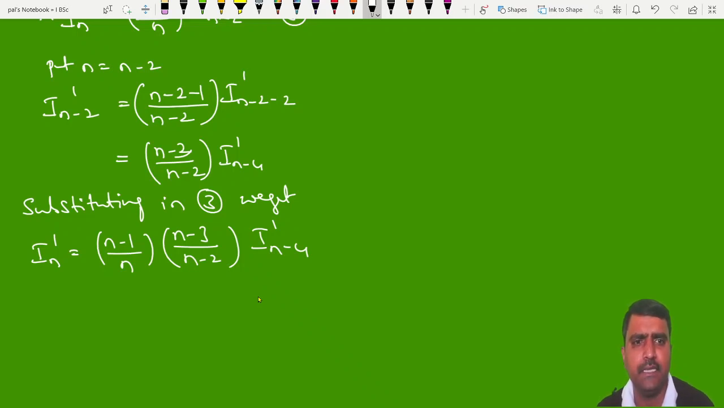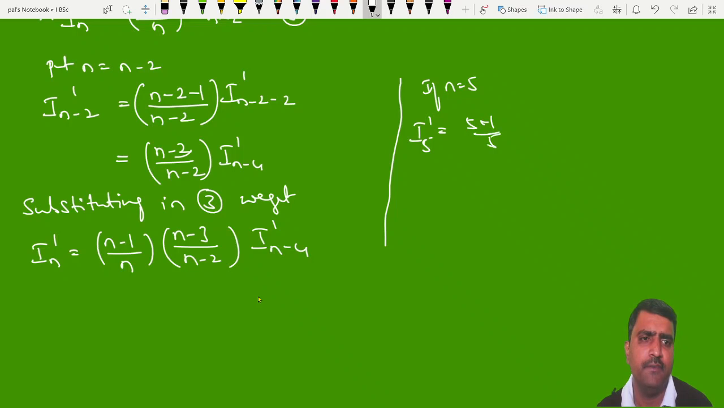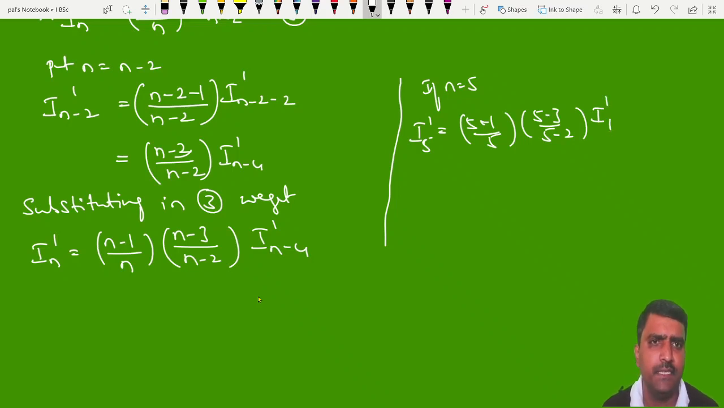Just imagine that n is equal to 5. If n is equal to 5, I5 dash is equal to 5 minus 1 by 5 into 5 minus 3 by 5 minus 2 into I 5 minus 4, which is 1, I1 dash. I1 dash comes to us.